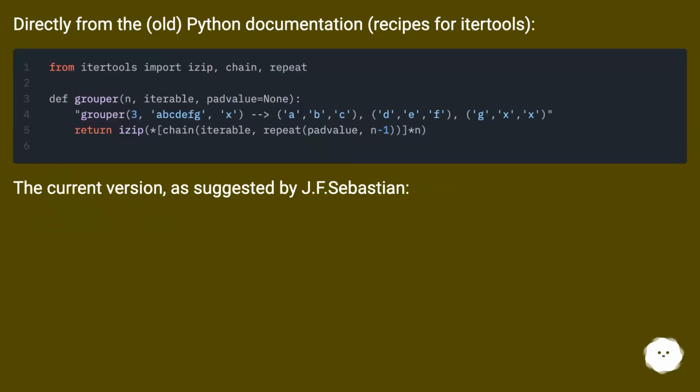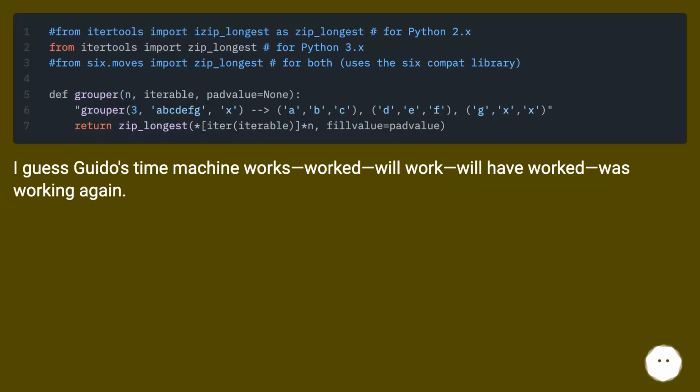Directly from the old Python documentation, recipes for itertools. The current version, as suggested by J.F. Sebastian. I guess Guido's time machine works, worked, will work, will have worked, was working again.